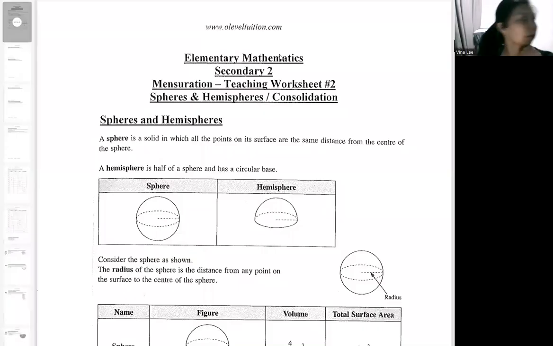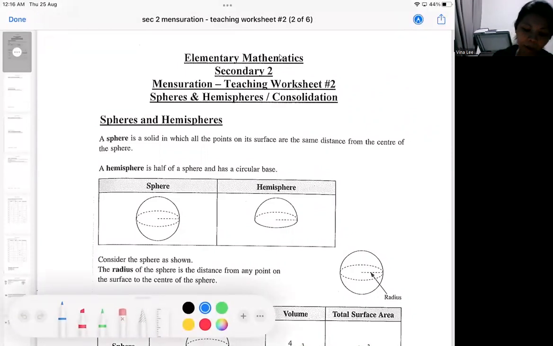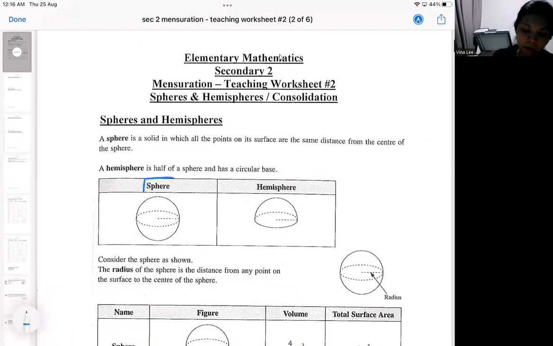Okay, in this teaching worksheet, we are going to explore the last shape for this topic. The last shape that we are doing will be something called a sphere. You will think of a sphere as a circular ball, like a basketball. Everywhere is circular, so just imagine a basketball or soccer ball.